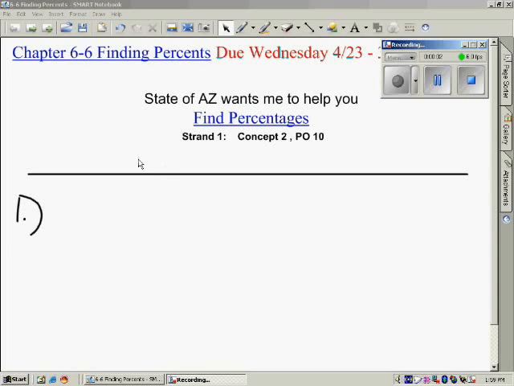Okay, we're at chapter 6-6, practice finding percents. We're just going to go ahead and get right to it.